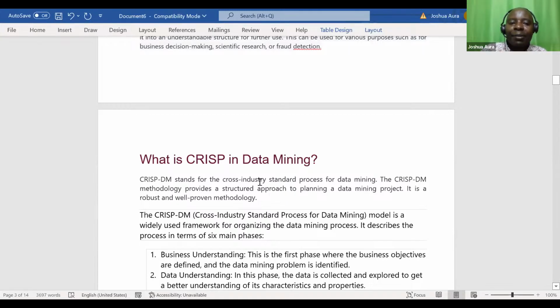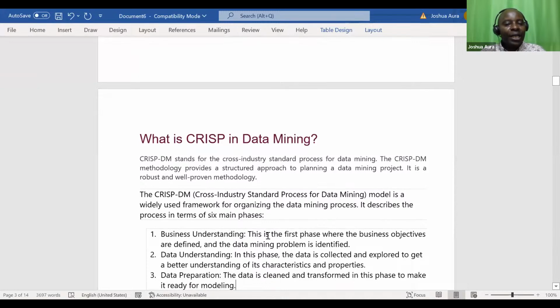The CRISP-DM methodology provides a structured approach to planning a data mining project. It is a robust and well-proven methodology. The CRISP-DM model, the cross-industry standard process for data mining, is a widely used framework for organizing the data mining process. It describes the process in terms of 6 main phases.